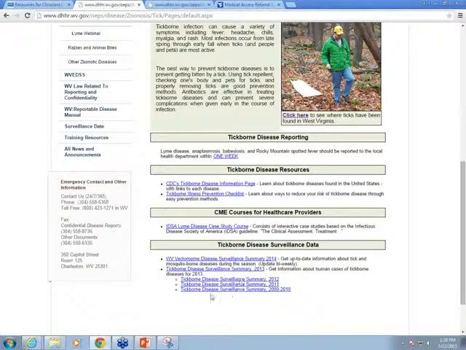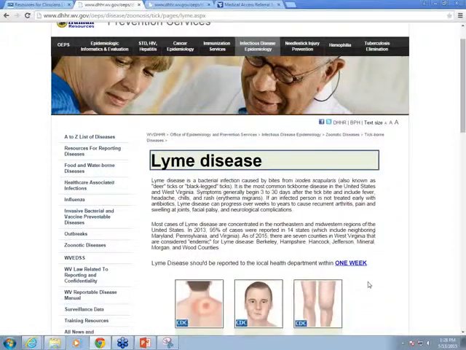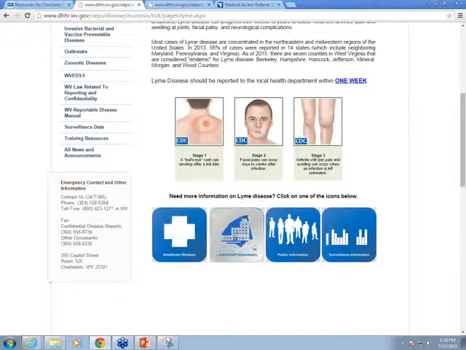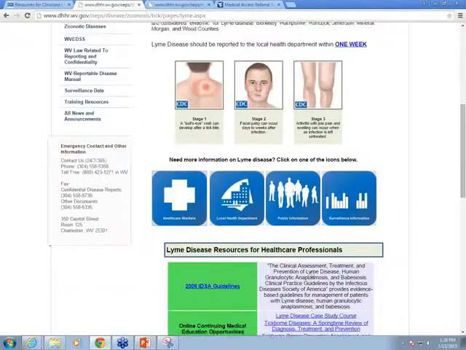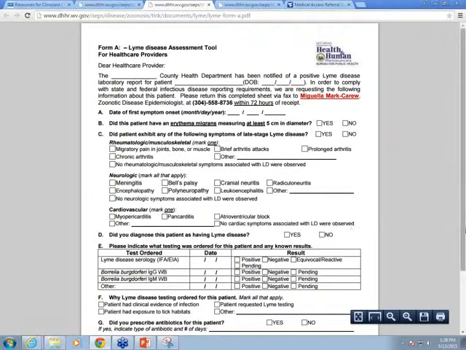There's other information about surveillance in general for tick-borne diseases, but if you want to click on Lyme disease, we also updated this page, namely for this webinar. You can see we have different tabs depending on who you are, for healthcare providers. We have links to the 2006 IDSA guidelines, and links to continuing medical education opportunities offered by CDC. Most importantly, I think, is Form A, which I would really like everyone to fill out and send back to me if possible. Even if you don't receive this from your health department, it'll really help us fill in some gaps when it comes to surveillance data.